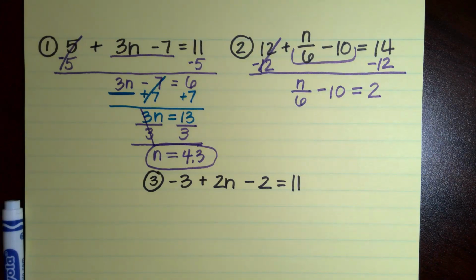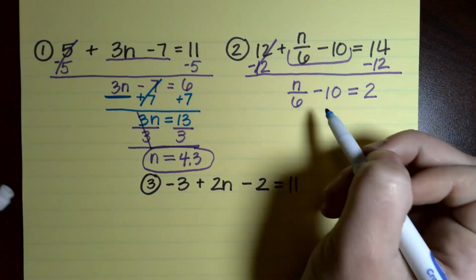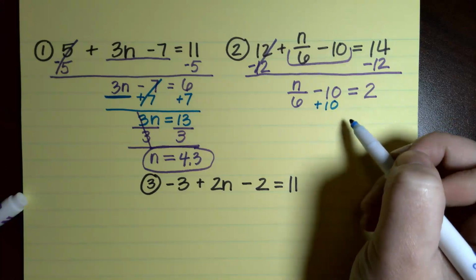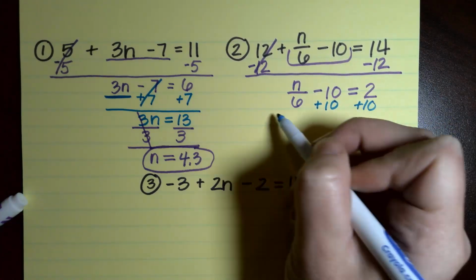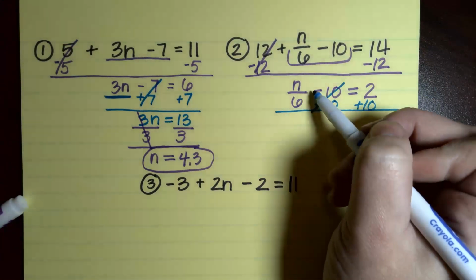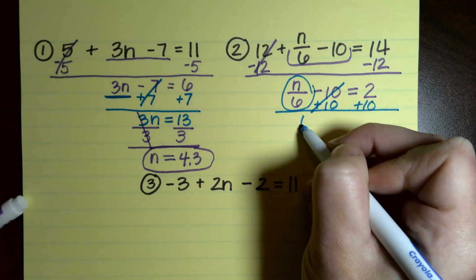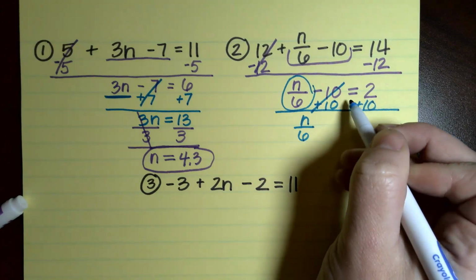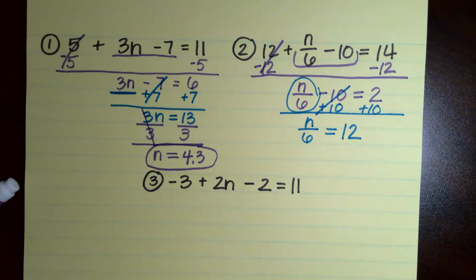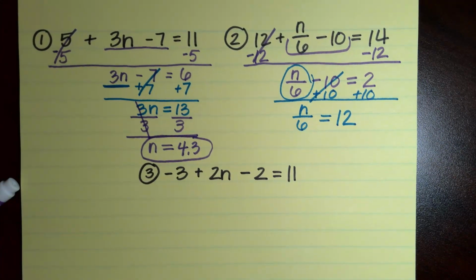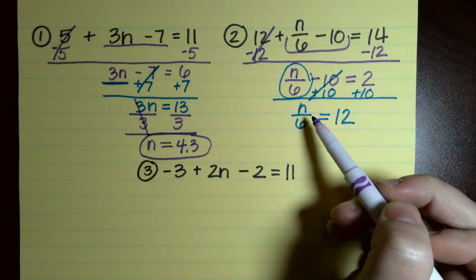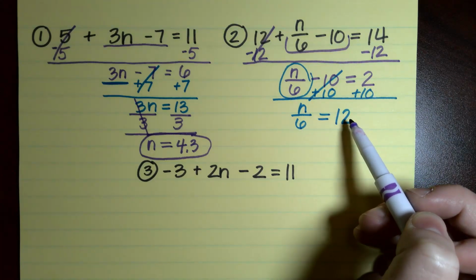What's our next step? Add 10. We've got to get rid of our addition and subtraction completely first before we can start thinking about multiplication and division. So we're going to do that to both sides of the equal sign. My 10's are going to cancel. I'm still left with n divided by 6 over here, so I'm going to bring that down. Equals 2 plus 10 is 12. All right. I have a whole new equation again. n divided by 6 equals 12.